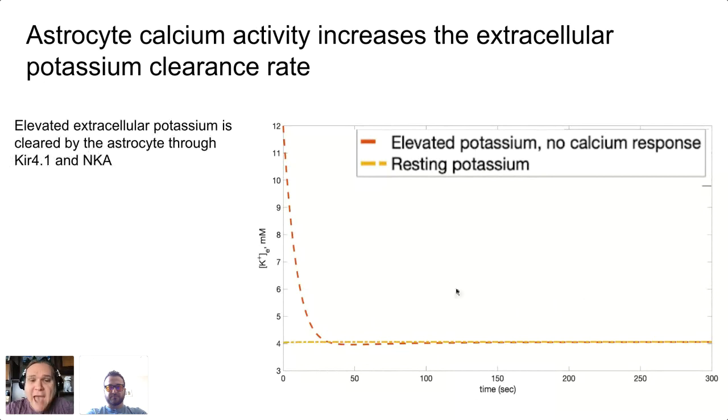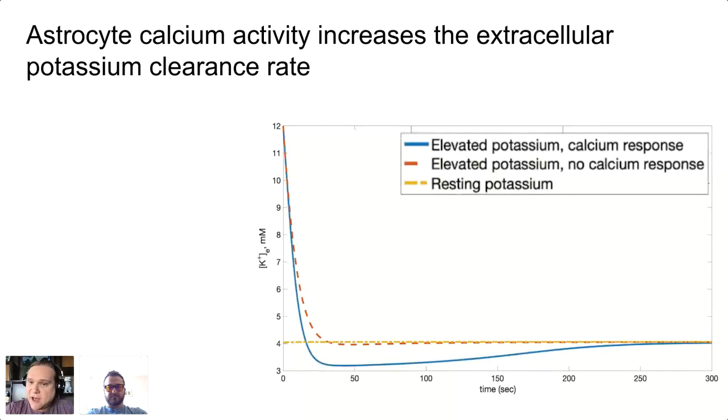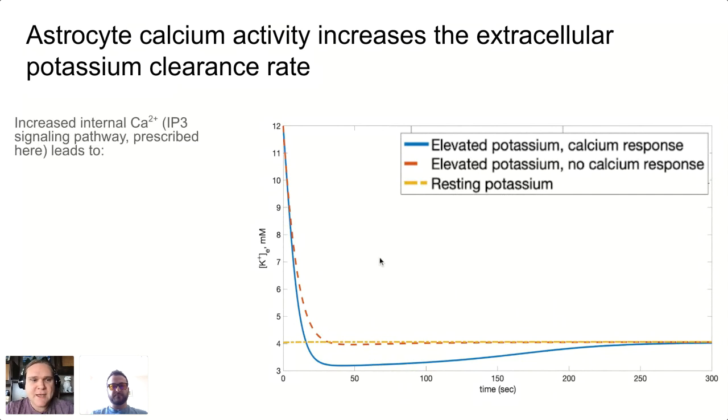Adding in this extra calcium response and all these other channels actually ends up speeding up that process, right? So with this calcium response, this potassium is cleared much faster. There's a bit of an overshoot, and it's cleared faster compared to this elevated potassium with just the standard astrocyte clearance processes. And so what's happening here is increased internal calcium through the IP3 signaling pathway, but in this example, we've just prescribed a calcium forcing function.